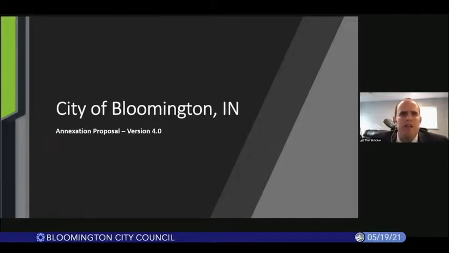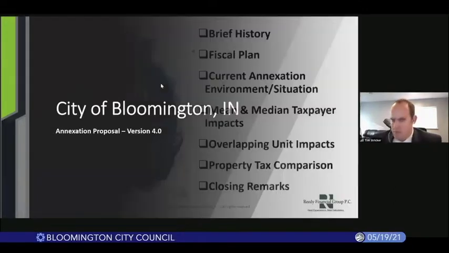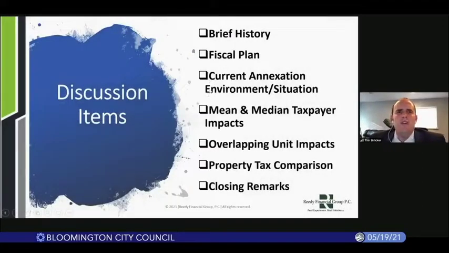Okay, so this is technically annexation proposal version 4.0. The things we'll be discussing tonight are the brief history, where we left off pretty much in May of 2017, and then the fiscal plan, what it is, the current annexation situation and environment, the mean and median taxpayer impacts, the overlapping unit impacts, the property tax comparison, and some closing remarks.